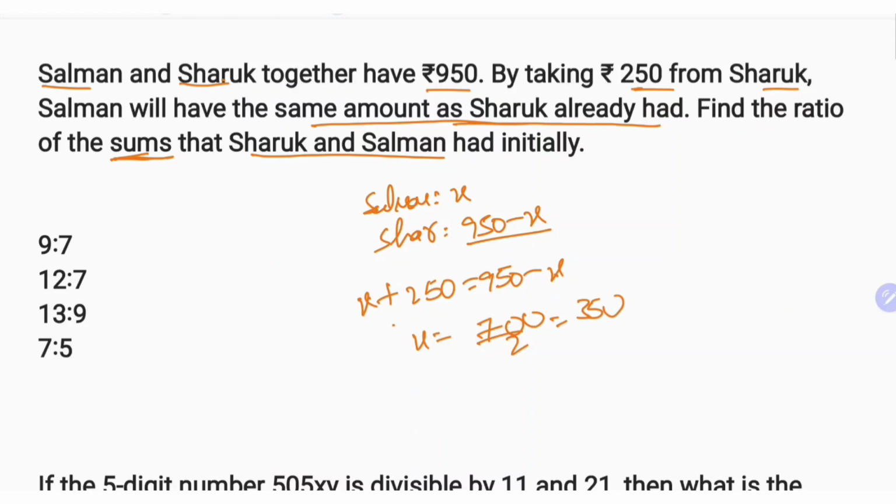After writing this, if x is Salman, you need not check the Shahrukh value because Salman's value is 350. It is a 7 multiple and 5 multiple also. Salman had the second part in the ratio, 7 part, 5 part. Options are confusing. Now you can check the Shahrukh value: 950 minus 350 is 600. Clear? It is 7 parts, it is 12 parts. 12 is to 7. Clear?